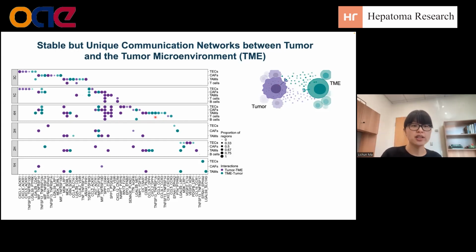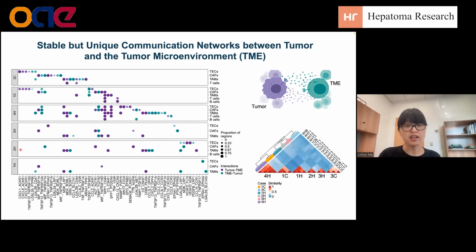As you may notice, the majority of the dots are very large, indicating that the communication networks are very stable within each individual patient. In addition, patient-specific communication networks are evident. For example, this group of communication networks only occurs in this HCC patient. This was further revealed in this heat map, with very stable but unique communication networks within each individual patient.